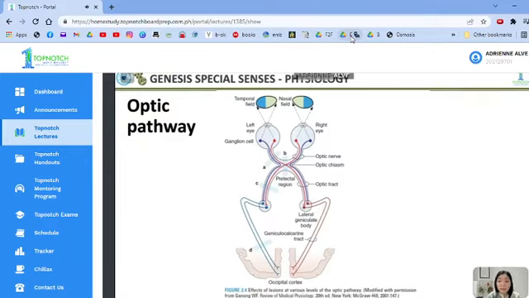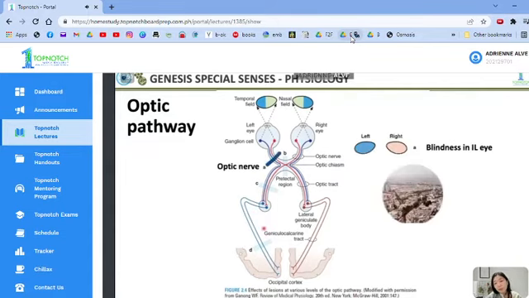Therefore, fibers from the left nasal hemiretina and fibers from the right temporal hemiretina form the right optic tract, and they synapse on the right lateral geniculate body. Then fibers from the lateral geniculate body form the geniculocalcarine tract, and they pass to the occipital lobe in the cortex. So, cutting the optic nerve will cause blindness in the ipsilateral eye.